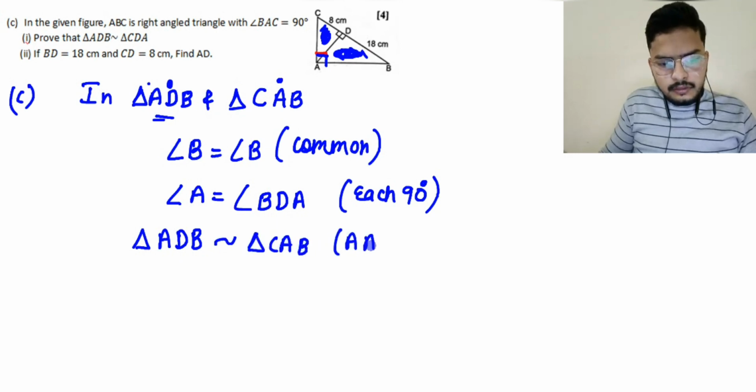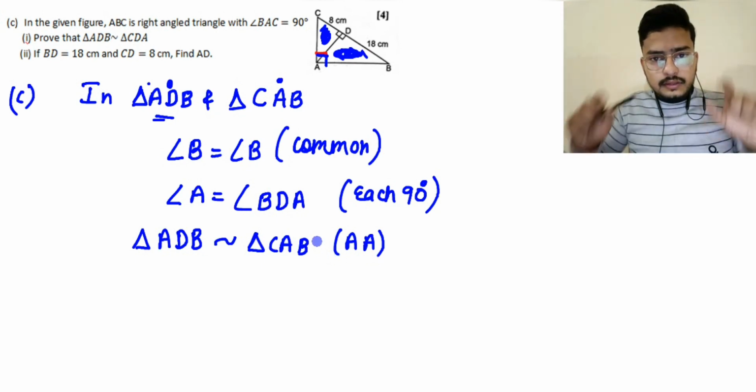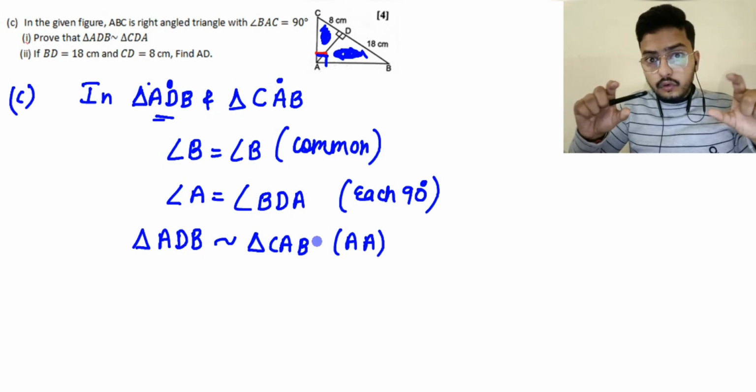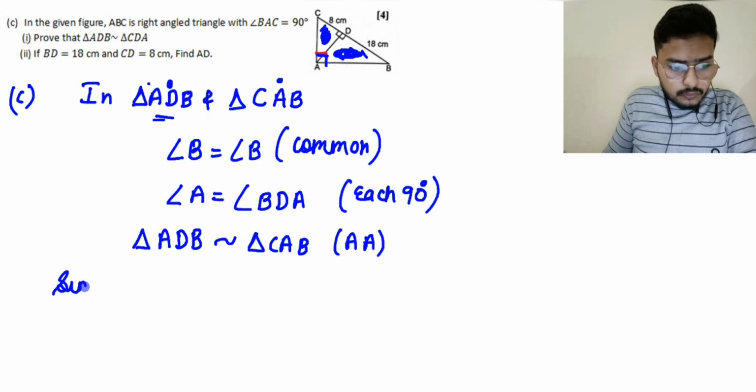So in this way we can easily prove that this small triangle is similar to this bigger triangle by the angle criteria, right? But in this particular question we have to prove that both the smaller triangles are similar. So how can we prove it? Just have a look at one more thing.